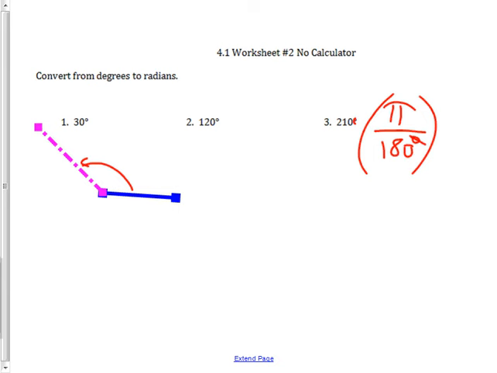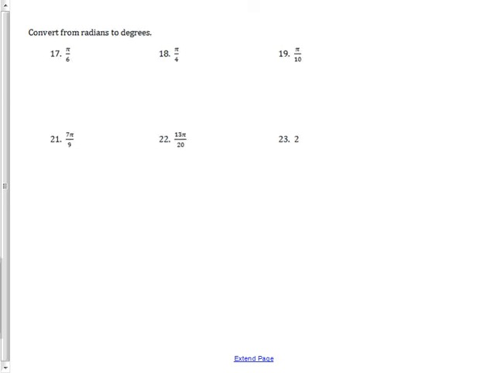And then what goes into both of these? Let's see, 30 does. 30 goes in here 6 times, 30 goes in here 7 times, so that's 7 pi over 6. Okay, hope you're getting the idea there.